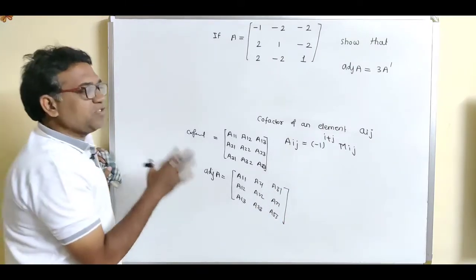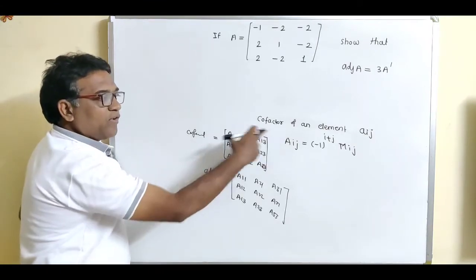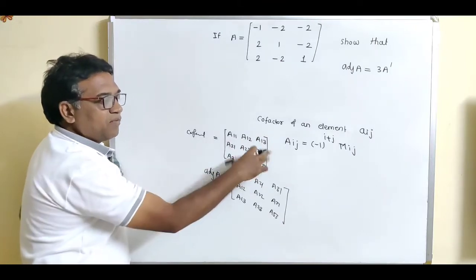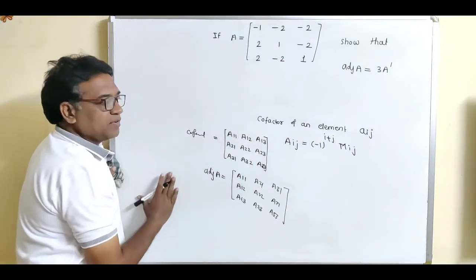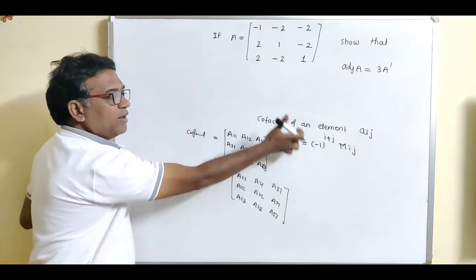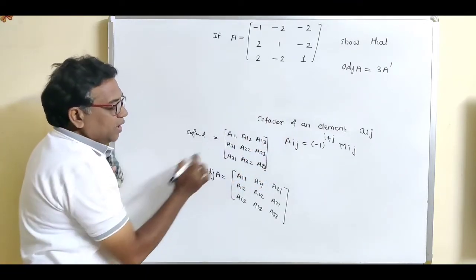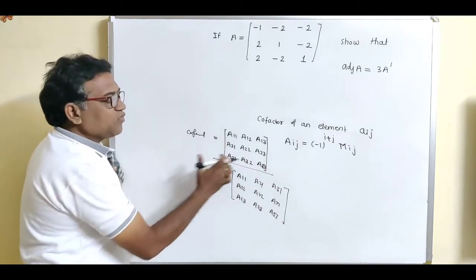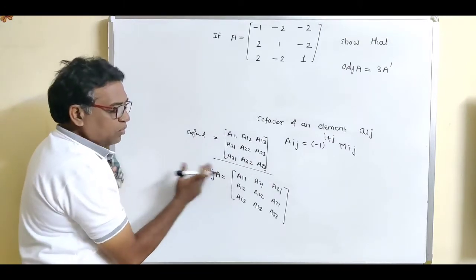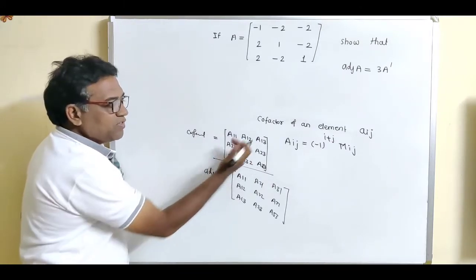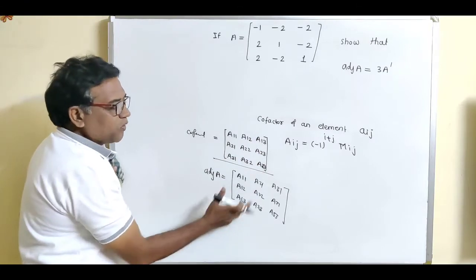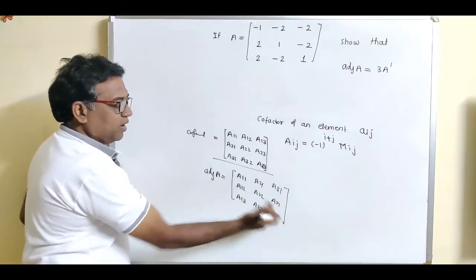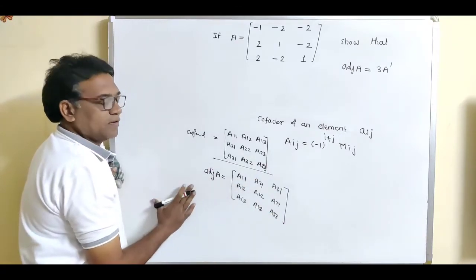So see, there are two definitions. Cofactor of an element is given by the notation capital Aij and that is equal to -1 raised to i plus j into Mij. It is the formula for finding the cofactor of an element. In case of a 3x3 matrix, there are in all 9 cofactor elements. And if this is the matrix of cofactor, then how to write the adjoint A? Adjoint A means just take its transpose. Transpose means write the first row as the first column, second row as the second column, third row as the third column. It is called the adjoint of a matrix.